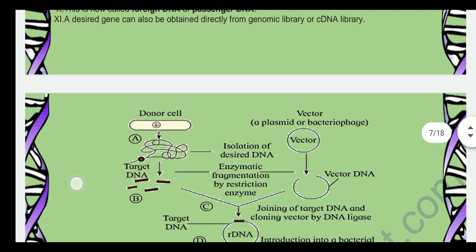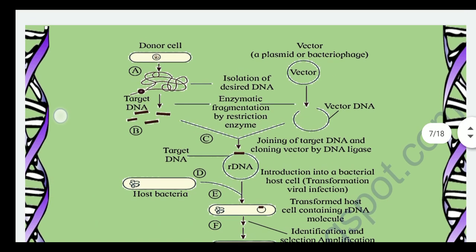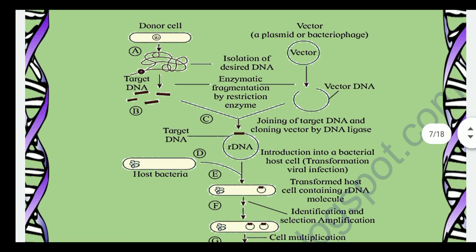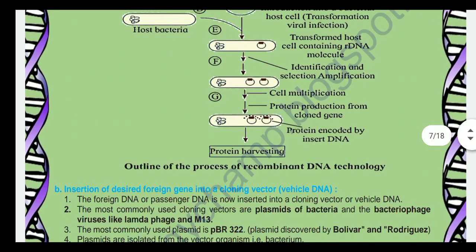The desired gene can also be obtained directly from a genomic library or cDNA library where it is preserved. Here in this diagram we can see the donor cell DNA, that is the target DNA, which is removed. The isolation of the desired DNA takes place by enzymatic fragmentation using restriction enzymes. So in A and B we will get the actual targeted DNA, that is the desired DNA.